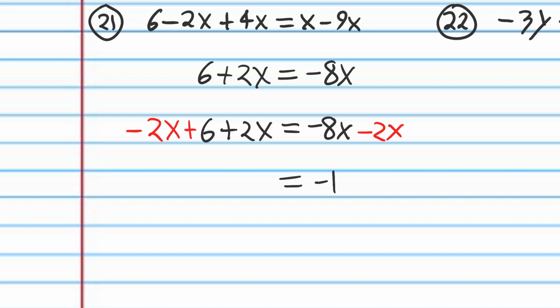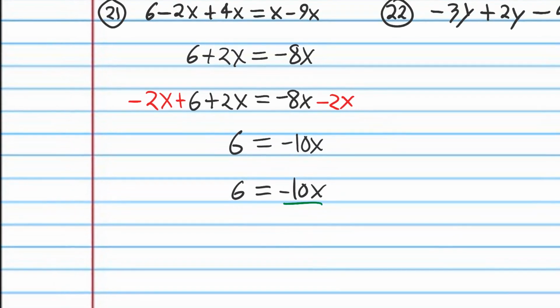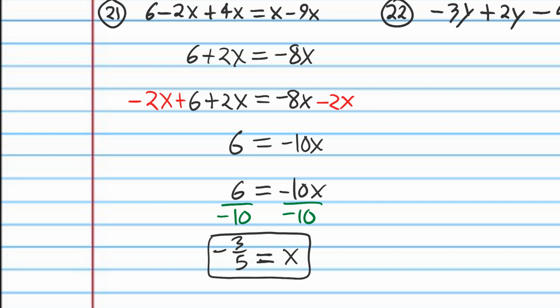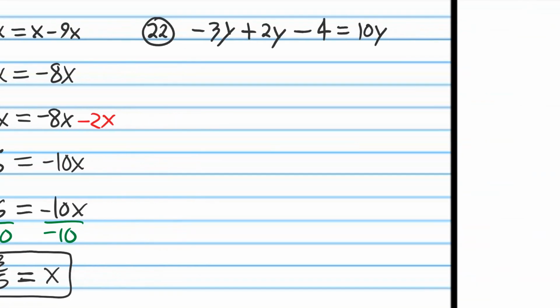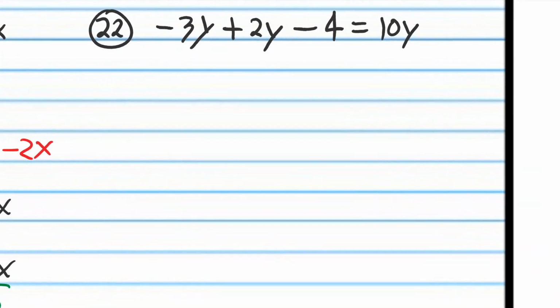So now we get negative 10x on the right side if you simplify this, and 6. Rewrite. Divide both sides by negative 10. And our final answer is going to be negative 6 over 10, but we can reduce that to negative 3 over 5. So if you got negative 3 over 5, good job. Try number 22, and when you come back, we'll do it together.